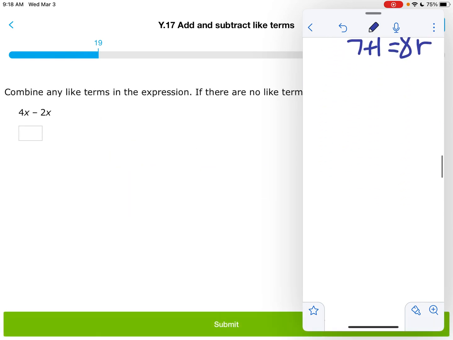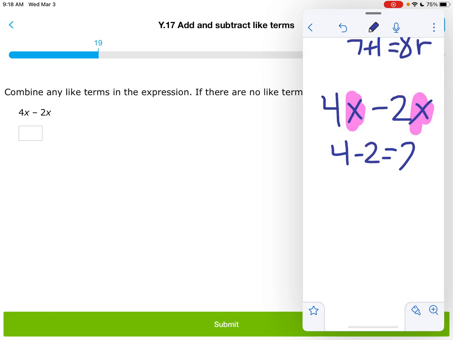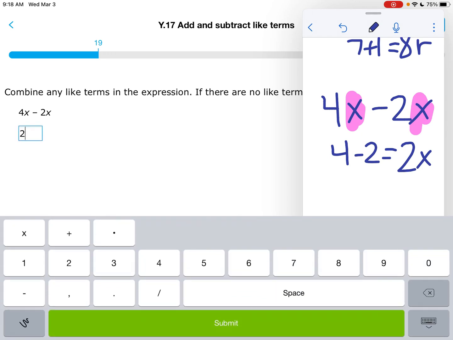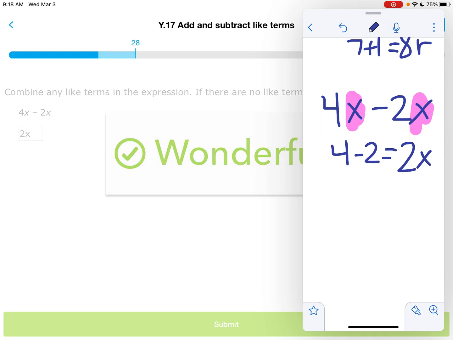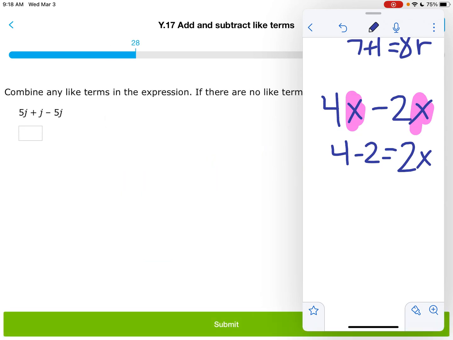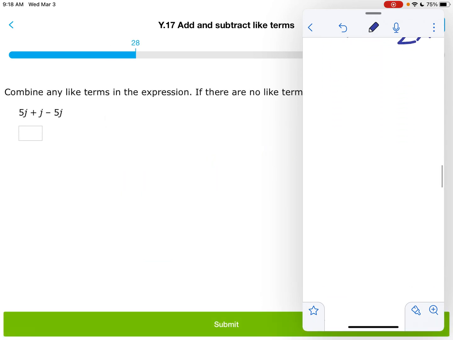Moving on to another one. This time we have 4x minus 2x. If you notice, both of them have an x, so that means we can combine them. So we take 4 minus 2, which gives us 2, and then we put our x back on, 2x. I know I'm kind of going quick. If this is not making sense, remember to send me a message. Alright, let's do another one.